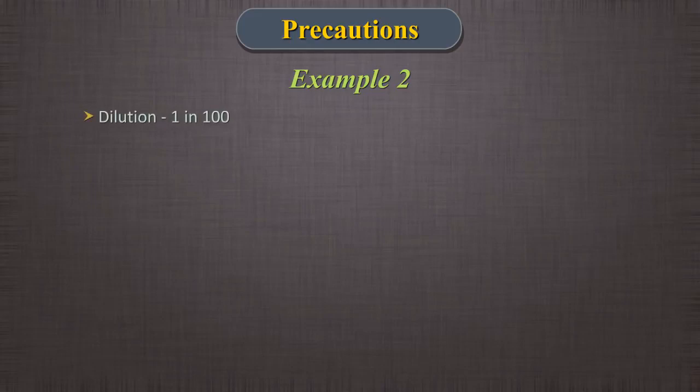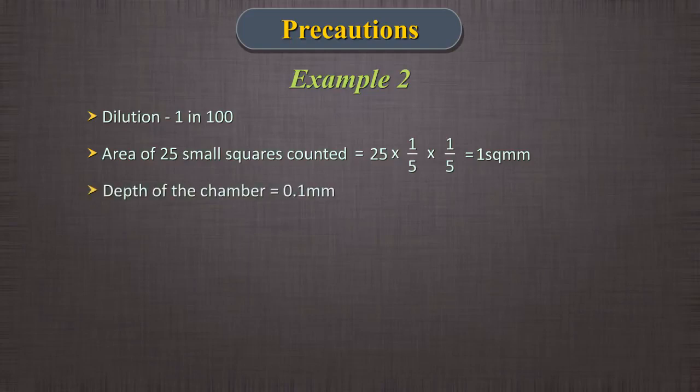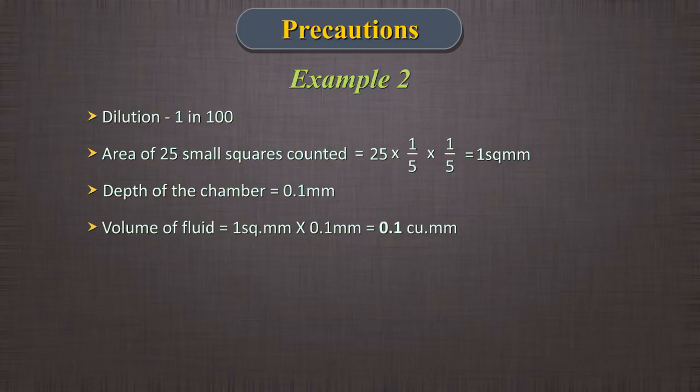Example 2. Dilution used 1 in 100. If using the whole of the central square, then area of 25 small squares is equal to 25 × 1/5 mm × 1/5 mm, which is equal to 1 square millimeter. Depth of the chamber is equal to 0.1 mm. Therefore, volume of the fluid in the central square is equal to 1 square millimeter × 0.1 mm, which is equal to 0.10 cubic millimeter.